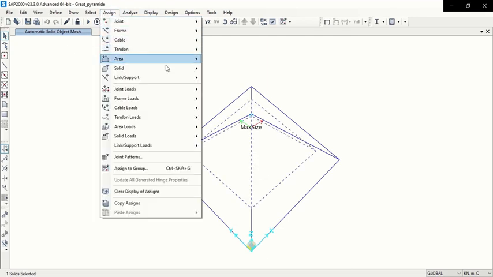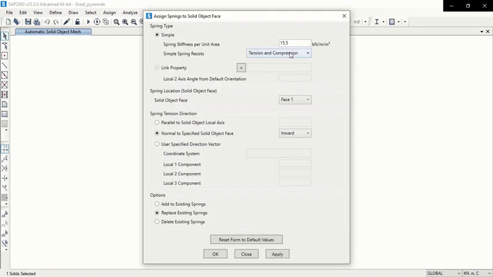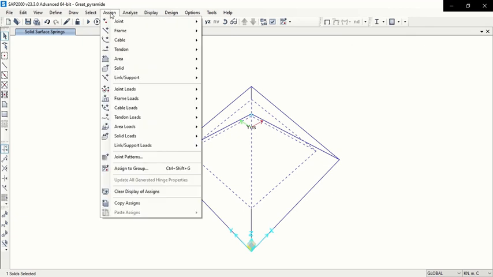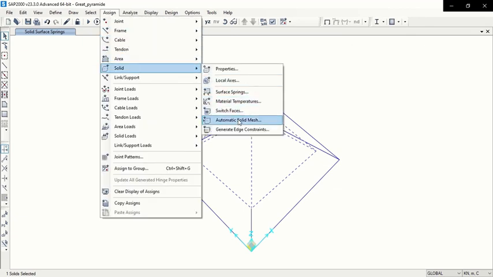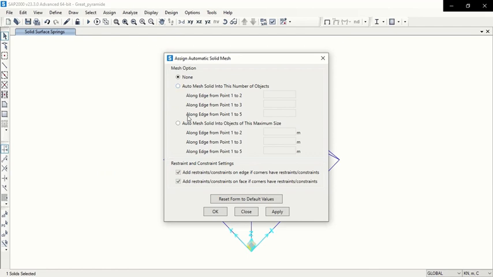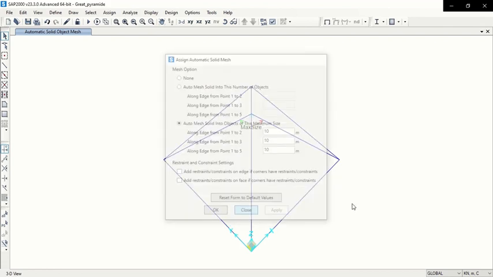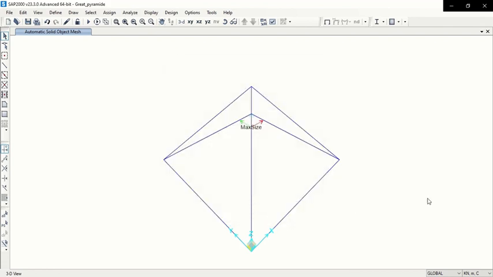Assign solid surface springs. I'm going to use 5,000 kilonewtons per meter per square meter, compression only, face 4 outward. Apply. Again, assign automatic solid mesh, 10 meters size each element, close, and we can run the model.